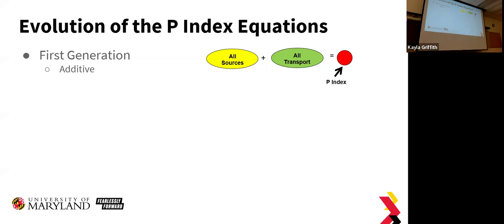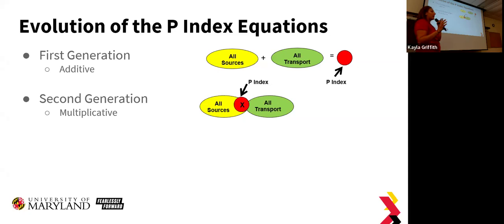So the first generation, the initial folks who came up with the P-index, said, let's just add it all together. Boom, math. All right, second generation. They're like, yeah, I think we can get a little more mechanistic here. Maybe that's not the right way mathematically to just add all of these numbers together, so maybe we should actually multiply them. Take your source factors and your transport factors, multiply them together. Again, this is just an index. This is a unitless value, okay? And that was the second generation.